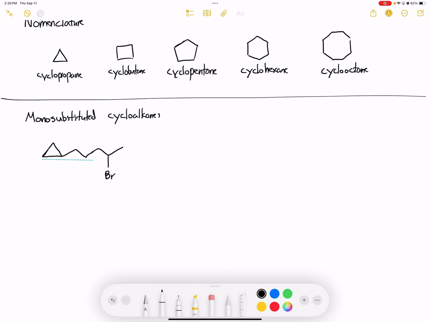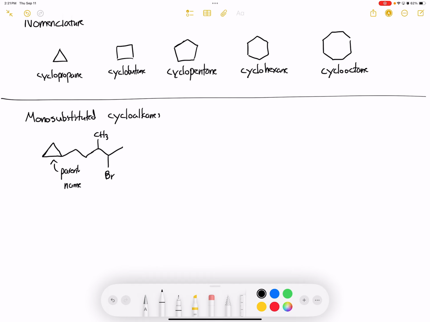All right, bromine, methyl. Remember how we named these? It doesn't matter what the size is. The cycloalkane is always the parent name. So I'm going to point to this: this is always the parent name.